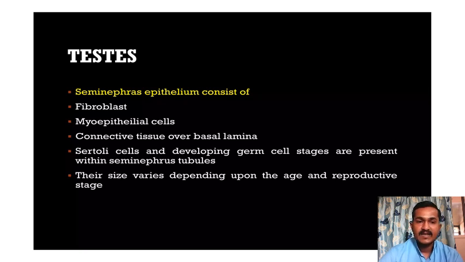Clear? Then next is the myoepithelial cells, another one is connective tissue over the basal lamina, then Sertoli cells and developing germ cell stages are present within the seminiferous tubules. Clear? The main function of the Sertoli cells is to provide nourishment to the developing spermatozoa within the testis.